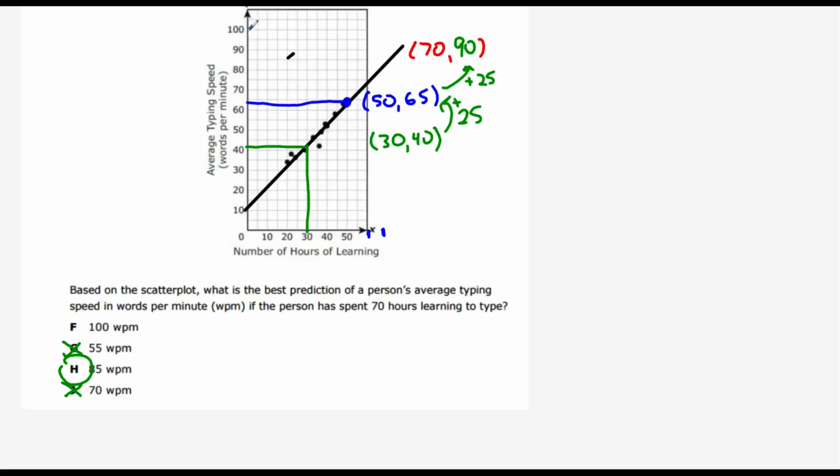100 would be right here. But I only want, oops, I want to go about there, and, yeah, look at that. We're about 85. Okay. So you find a couple points, look for the rate of change, figure out a number, and then pick the closest one to it. Go with your heart.